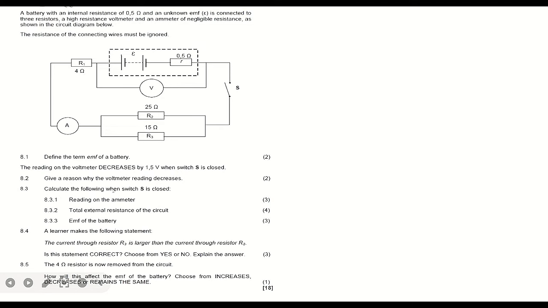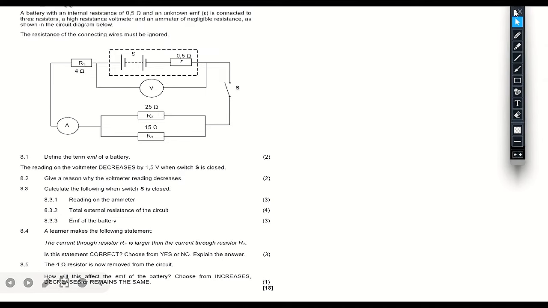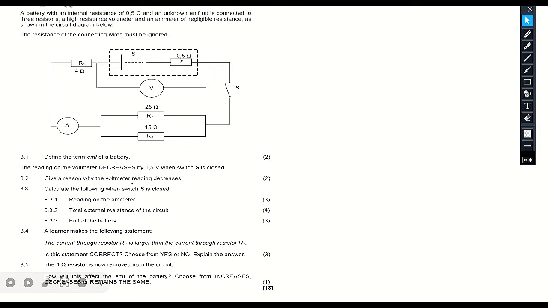It says calculate the following when switch S is closed. 8.3.1, the reading on the ammeter for 3 marks. Now you will note that we have already discovered that the voltmeter decreases by 1.5 volt. Right. Now we refer to this decrease here as the lost volt. And what we know as the lost volt is what is known as the V internal, right?